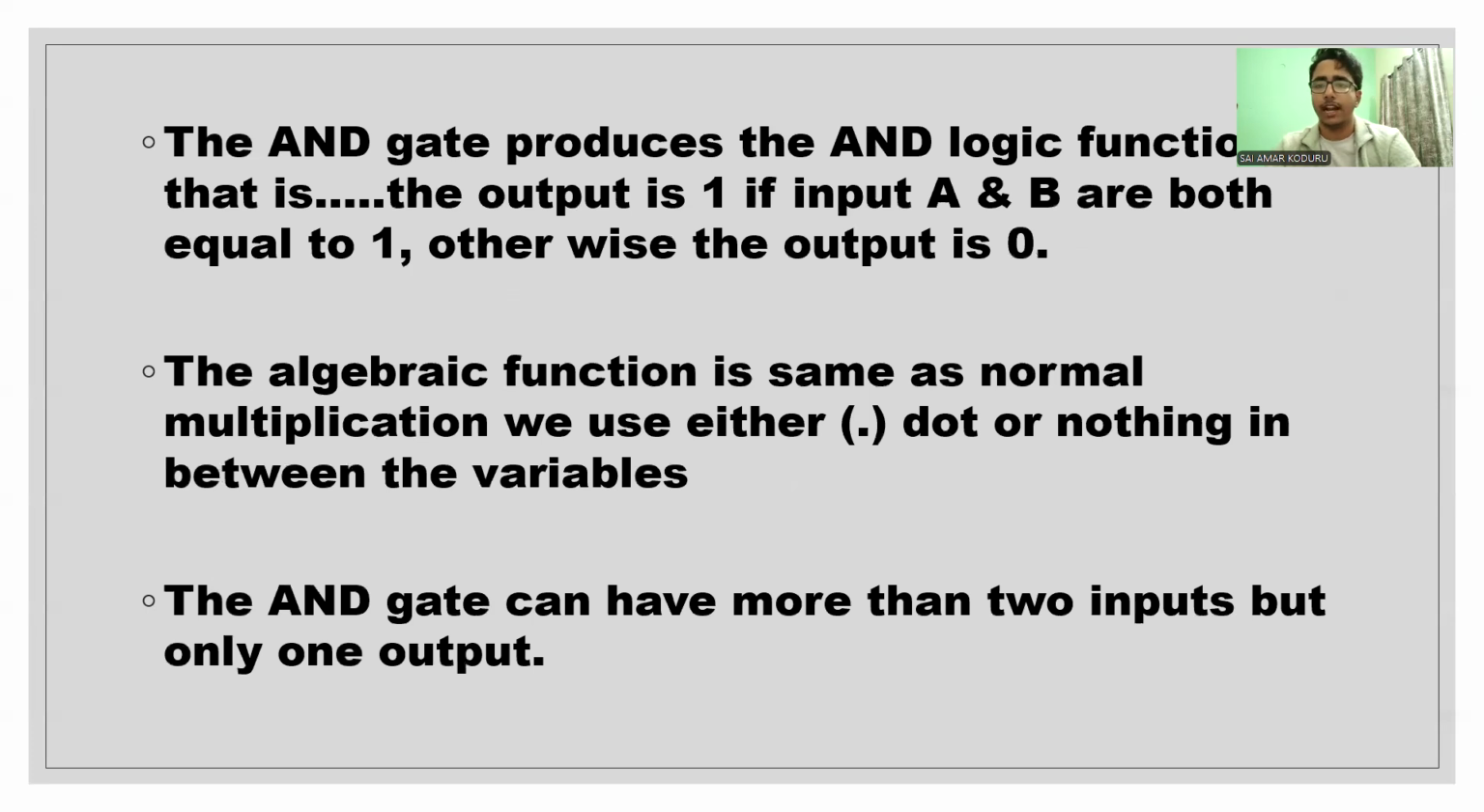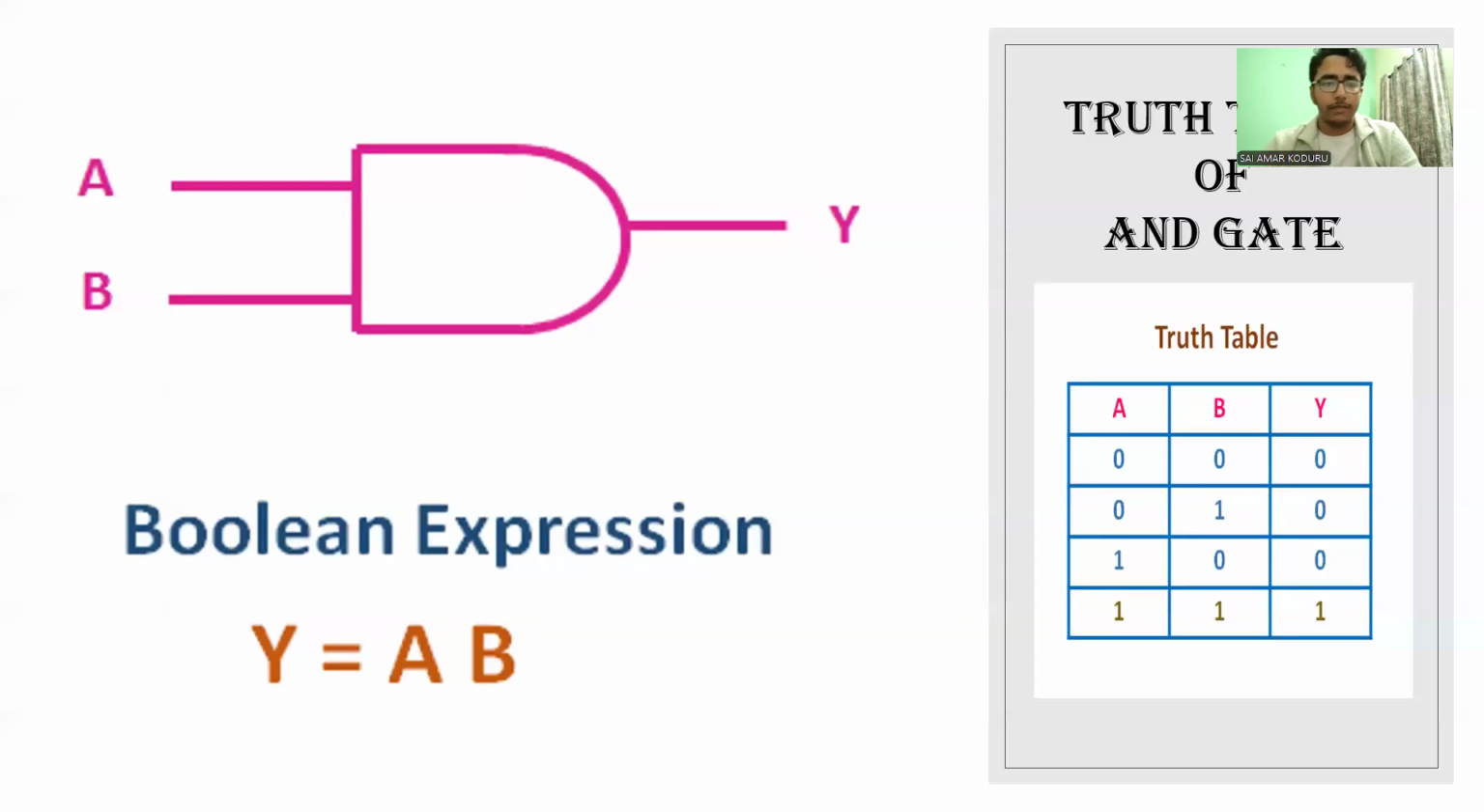The AND gate produces the AND logic function, that is, the output is 1 if inputs A and B are both equal to 1, otherwise the output is 0. The algebraic function is the same as normal multiplication. We use either a dot or nothing in between the variables. Now let's observe the circuit diagram for the AND gate. We can see that in the diagram, A and B are taken as inputs and we get Y as an output. Now by observing the Boolean expression, as mentioned before, a dot or space in between the variables, which means the inputs A and B, is the representation of the AND gate.